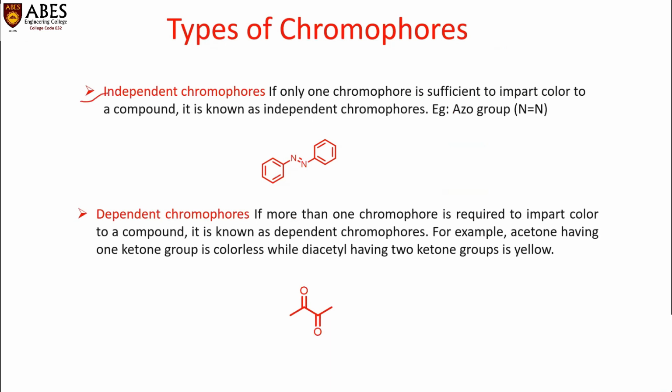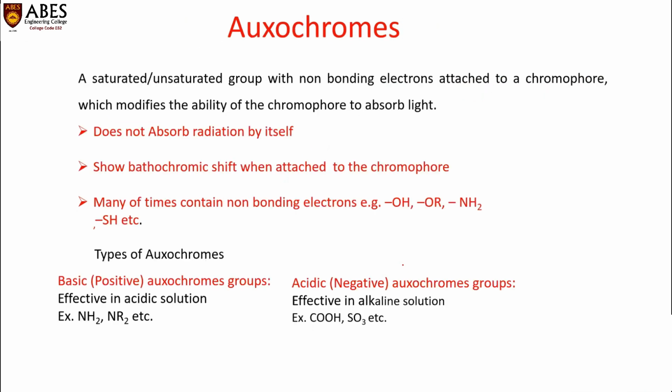Chromophores are also of two types: independent and dependent chromophore. If only one chromophore is sufficient to impart color to a compound, it is known as independent. For example, azo group and nitro group are solely responsible for the color of the compound. Generally, nitro compounds have a yellow color. Secondly, dependent chromophore: if more than one chromophore is required to impart color to a compound, it is known as dependent chromophore. For example, if we take only one ketonic group, the molecule is colorless, but diacetyl, which has two ketone groups, is yellow. So the ketonic group is a dependent chromophore.